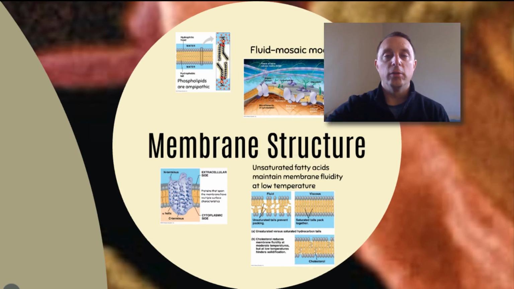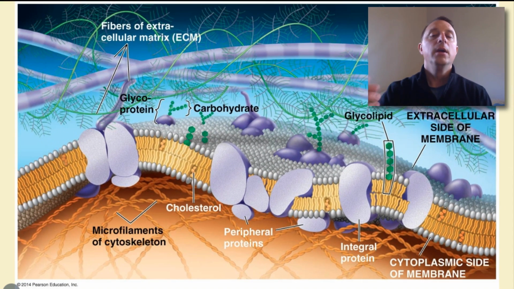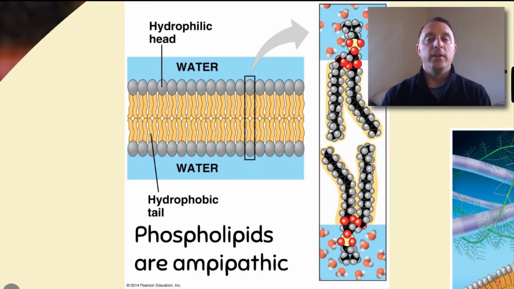Okay, so looking a little bit closer at the structure, I've already mentioned our fluid mosaic model, made up of phospholipids and proteins. So looking at the phospholipid side of this, remember that phospholipids have the two fatty acid tails and a polar head group. So the fatty acid tails would be the non-polar region, that would be hydrophobic, and the polar head region would be the hydrophilic region.